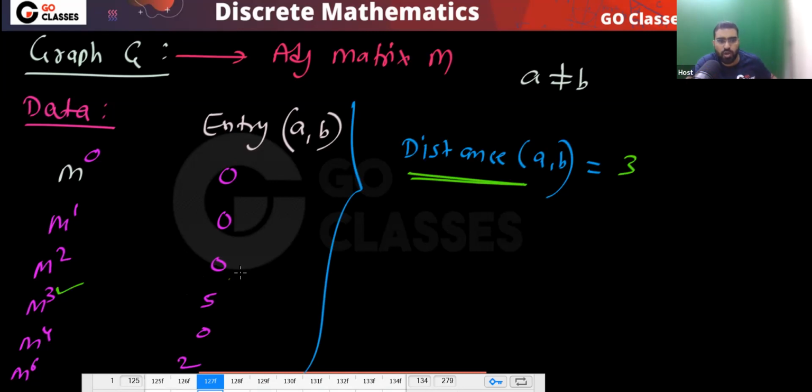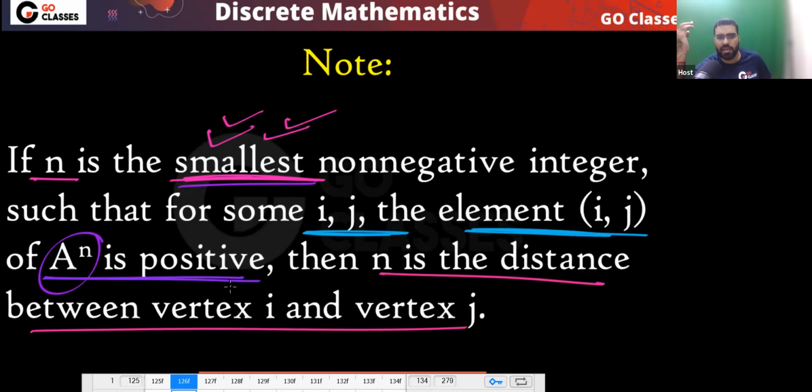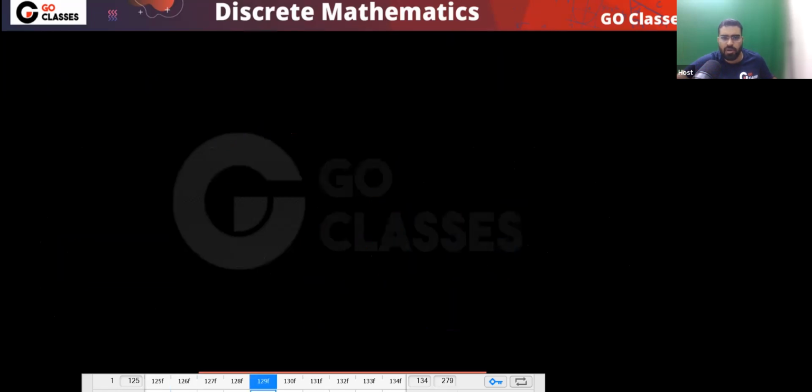This is going to be the answer because this is the smallest value where you are getting a non-zero number. So this is your application: n is the smallest number such that in A power n, the element i comma j is non-zero. Then that is the distance between i comma j. Should I move on? This application number 2, is this clear?